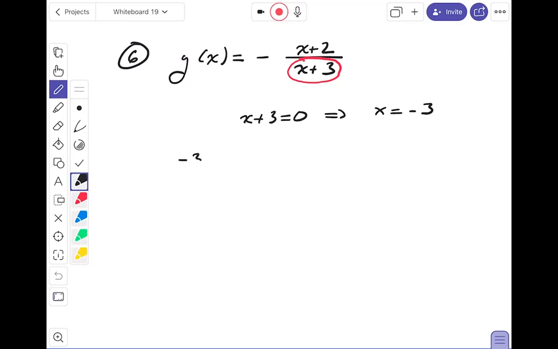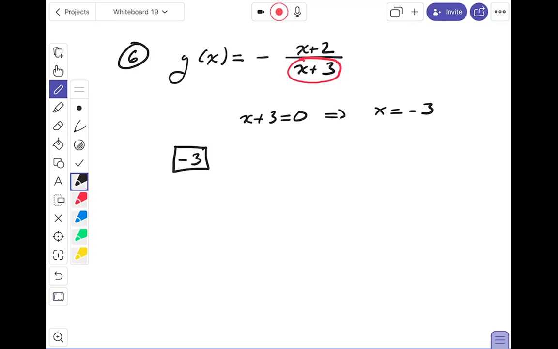-3 is excluded. It's the only number of all the numbers in the universe that is not allowed into this function. You can't put -3 in. And why is that? Division by 0. Again, look at the key and you'll see it says -3 is being excluded. All right, so let's keep going.